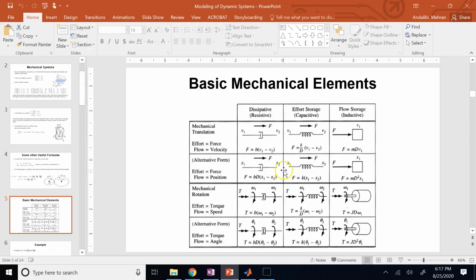So the basic mechanical elements for translation: you had a damper, which I mentioned in this course. The force of a damper is a constant times the difference in the velocity of the two ends. The force of the spring is simply the constant of the spring times the displacement difference of the two sides, and then for a mass, force was mass times acceleration. You might ask, what is this D that is shown here? Don't worry about it. D here is the derivative operator.